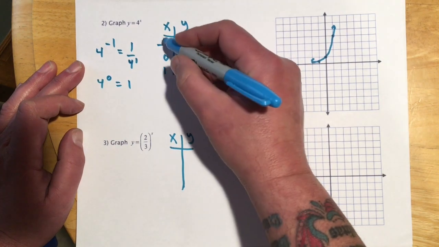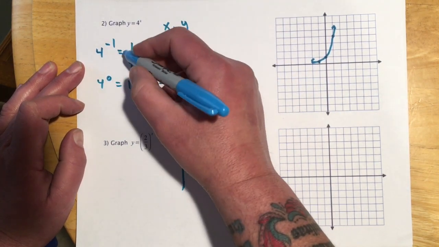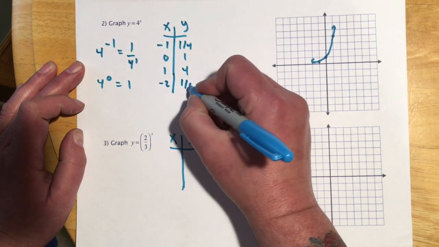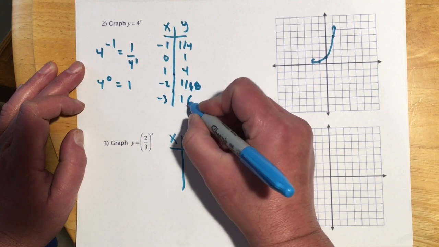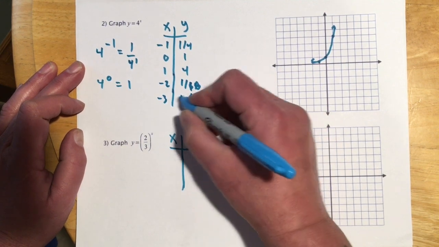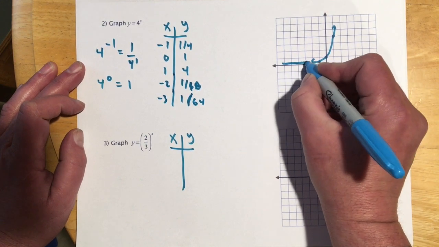And these things, by the way, if I put more negative numbers in, like if I put -2, 4 to the -2 would be 1/16. If I did -3, it would be 1/64. So it's going to get closer and closer to 0, but it's not going to go down here. It's just going to kind of keep trailing in towards the axis.